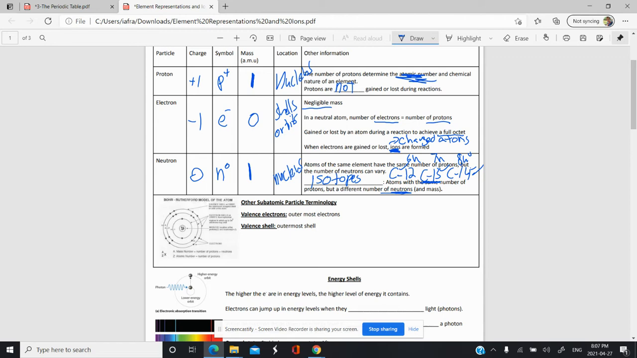A few other terms you should know are the valence shell and valence electrons. Valence shell is the outermost shell of any atom, and any electron found in that valence shell, those are called valence electrons, the outermost electrons, and they are the ones that participate in chemical reactions. They're the ones that form those bonds.